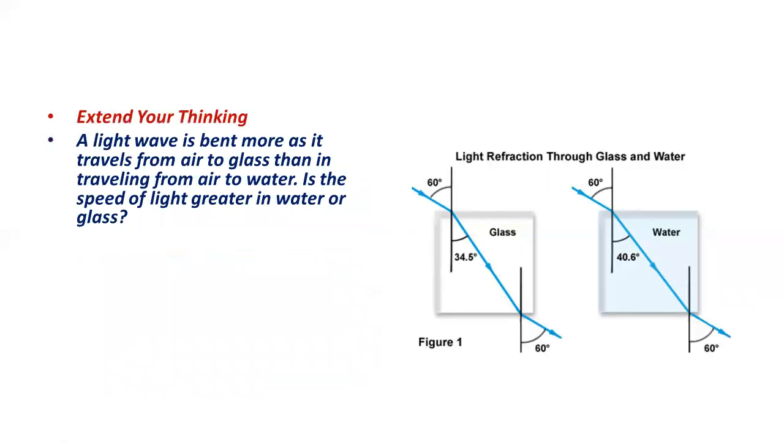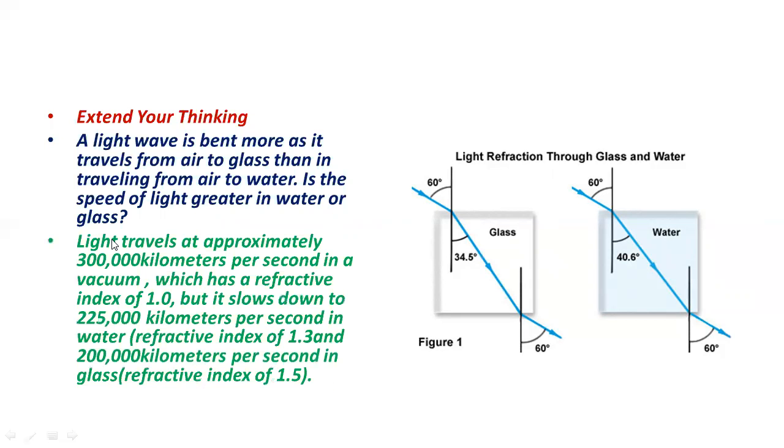Extend your thinking. A light wave is bent more as it travels from air to glass than in traveling from air to water. Is the speed of light greater in water or glass? In the next slide, we will discuss a term called refractive index. The bending of light, or the refraction, actually depends upon the refractive index. The greater the refractive index, the lesser the speed of light, and the greater the bending of light. A smaller refractive index means a greater speed.